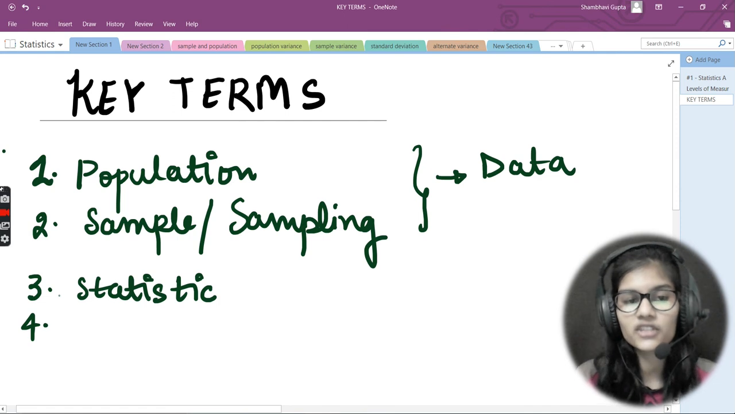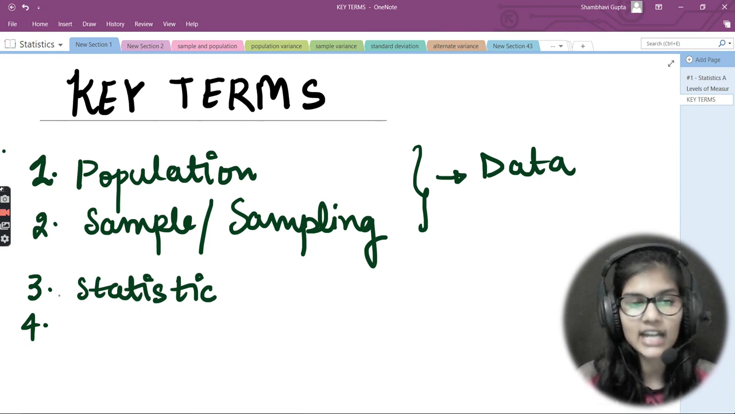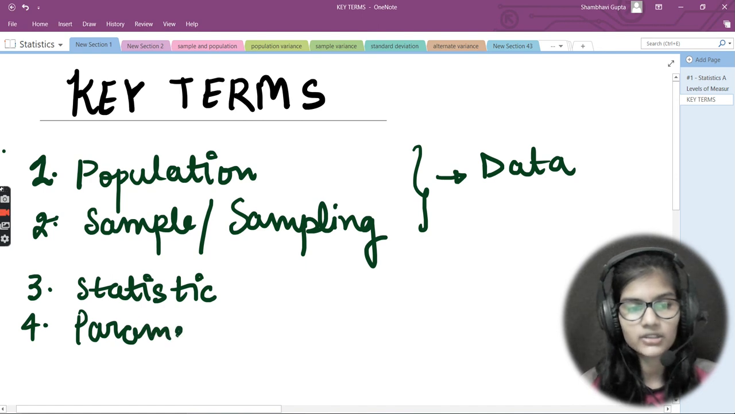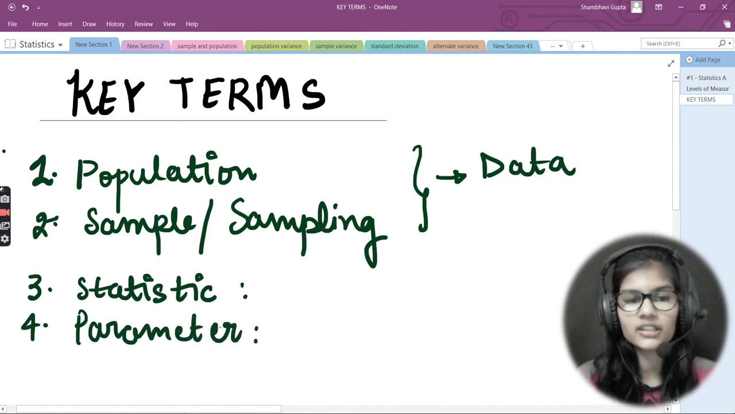When we talk about a property of a sample, that is a statistic, and when we talk about a property of a population, that is actually a parameter. So let me put that down here: parameter. Hope you got the idea about statistic and parameter. These two are almost similar things, with only a slight difference. Statistics is a property of the sample.